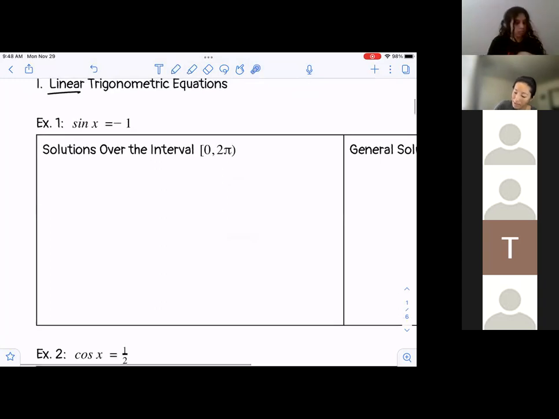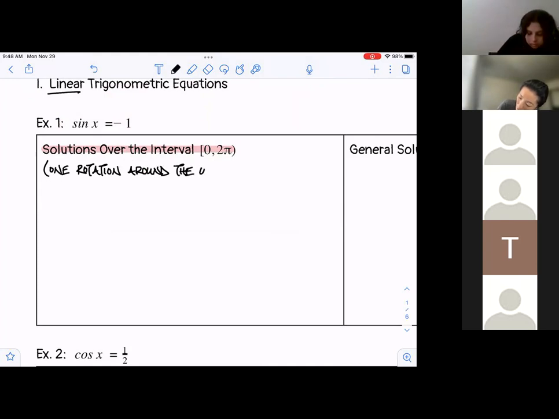We have sine x equals negative 1, okay? And so if someone were to say, I would like you to find the solutions over this interval 0 to 2 pi, that would be having them secretly say, find the answers in one rotation around our good old friend, the unit circle, okay?